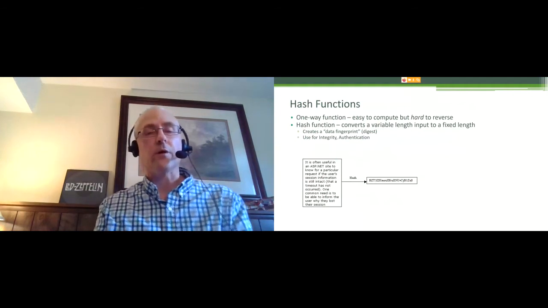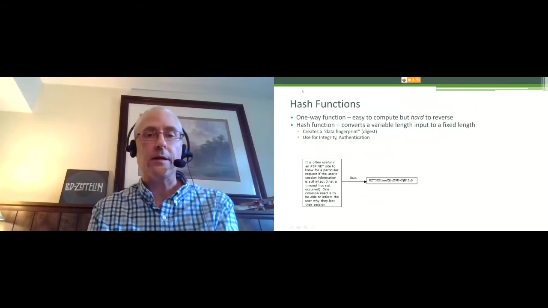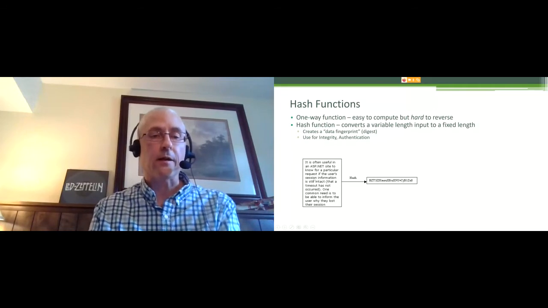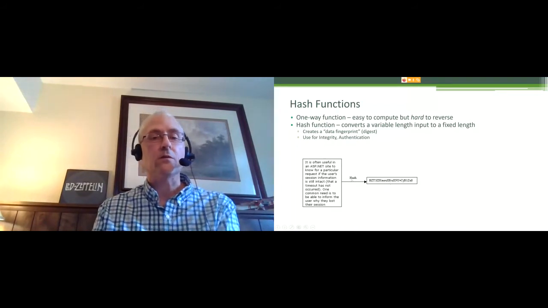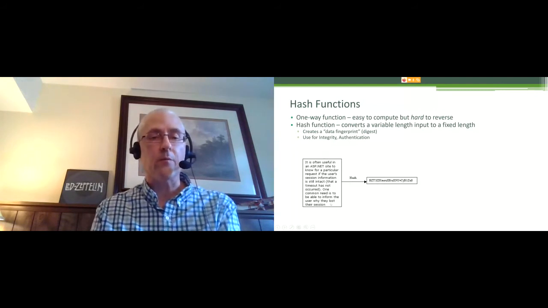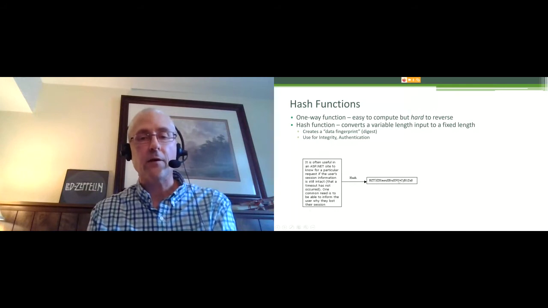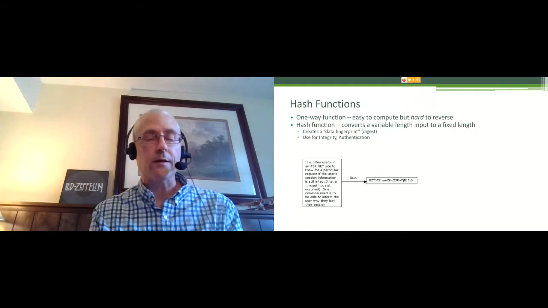So we'll jump right in with hash functions. Hash functions are a one-way function. They're easy to compute, but very hard, hopefully impossible, to reverse. So I've got a string on the left-hand side. When I run a hash on it, it will convert that variable length data into a fixed length. So no matter what size my input data is, the hash algorithm I pick is going to dictate how large the hash is. People like to call it a data fingerprint or a digest.